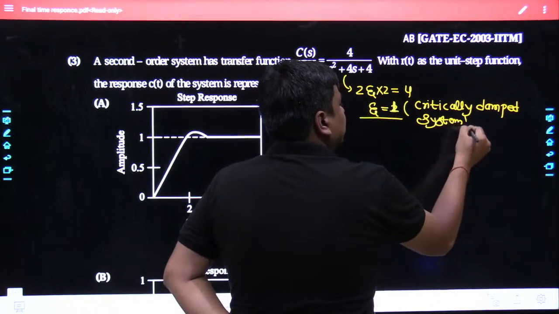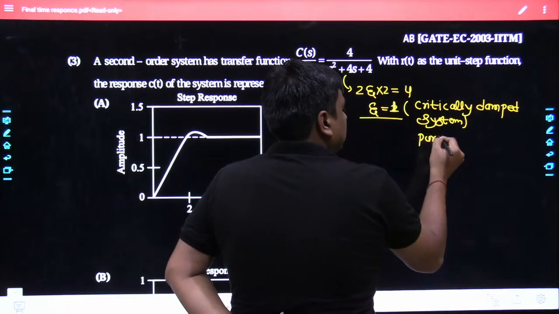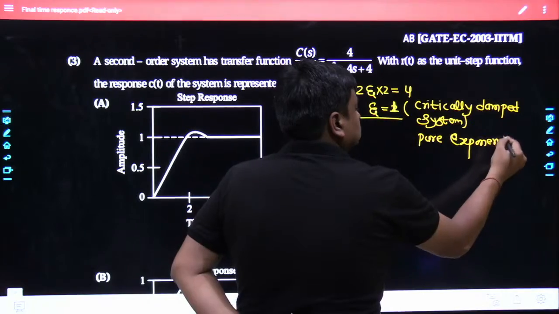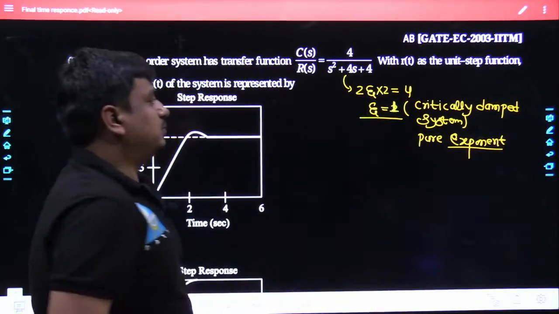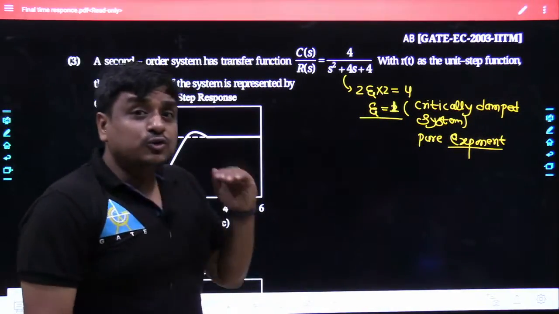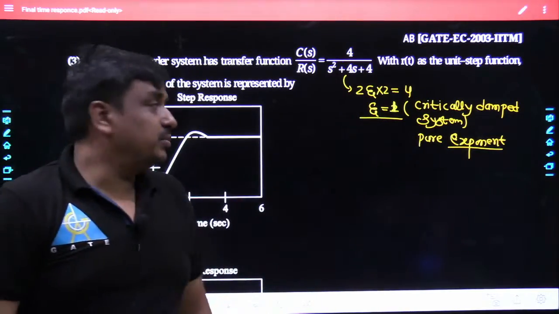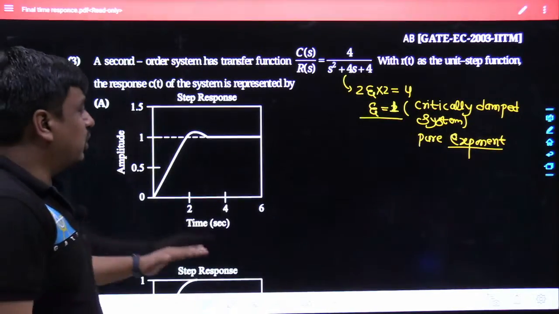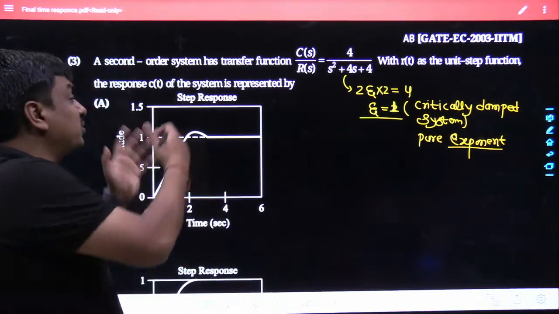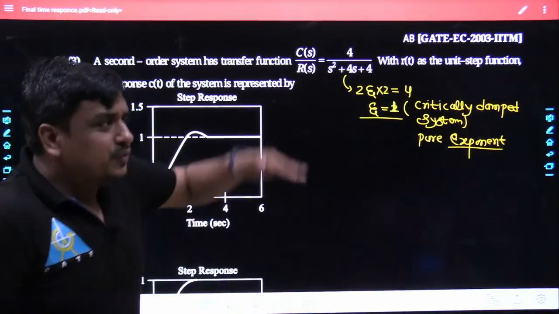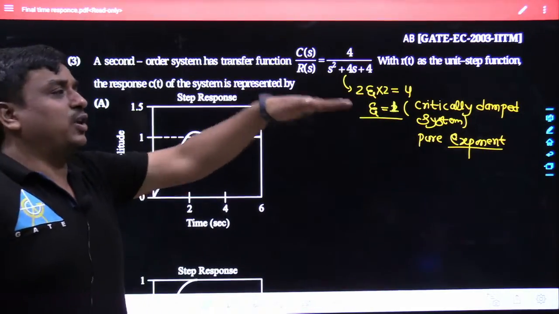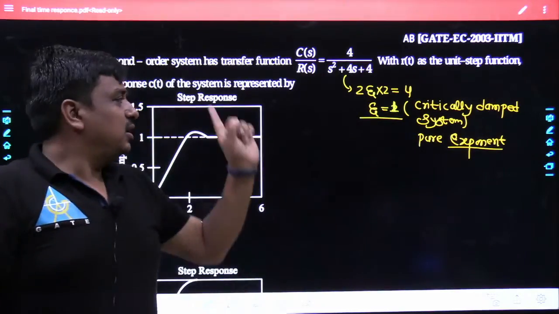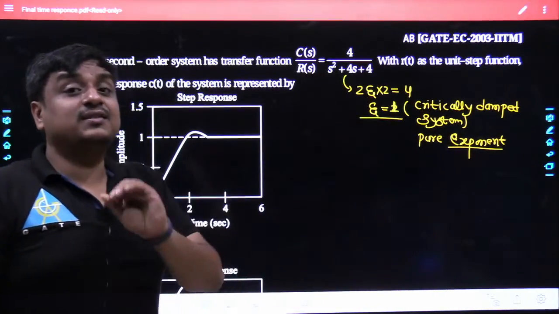A critically damped system means it would be a pure exponential. That's fine, no doubt as such. But you should also know its initial as well as final value, because as far as this problem is concerned, although the final value has already been set to 1, there could be different possibilities in your options. A few of the options might settle at 1, a few might settle at 2. So you should have a clear-cut idea of this system's steady state value.